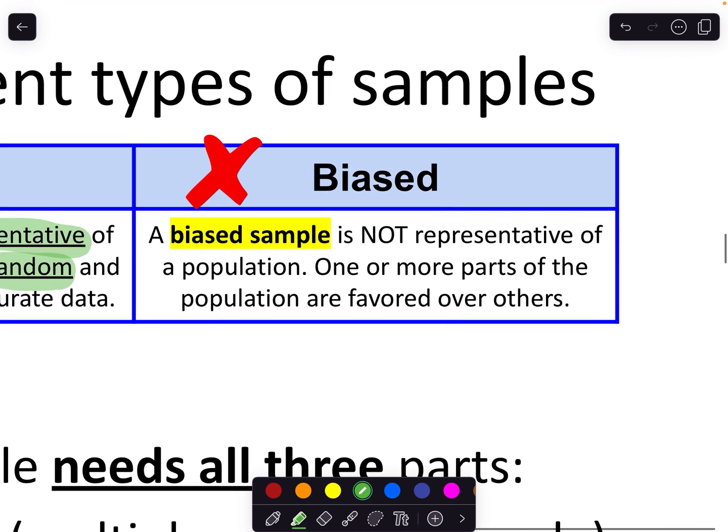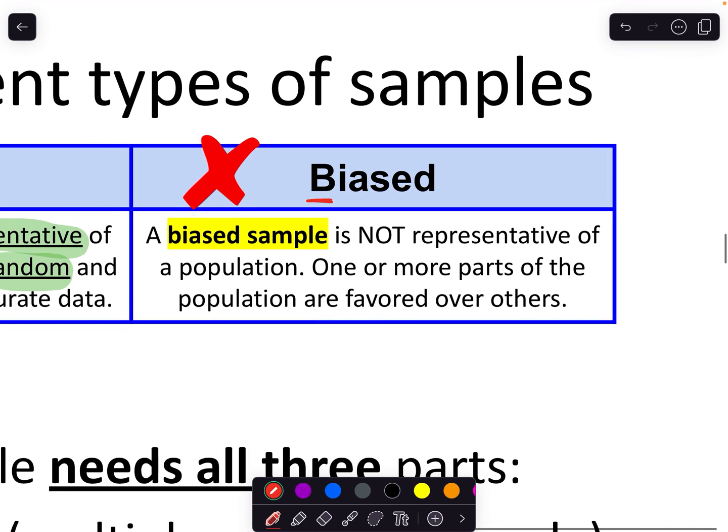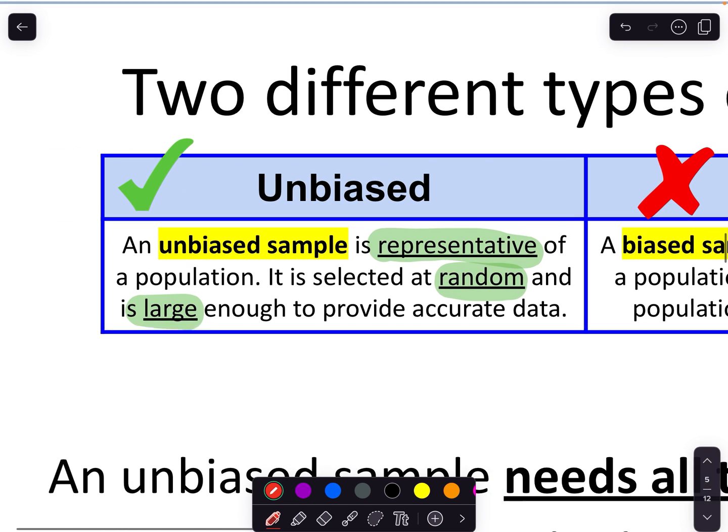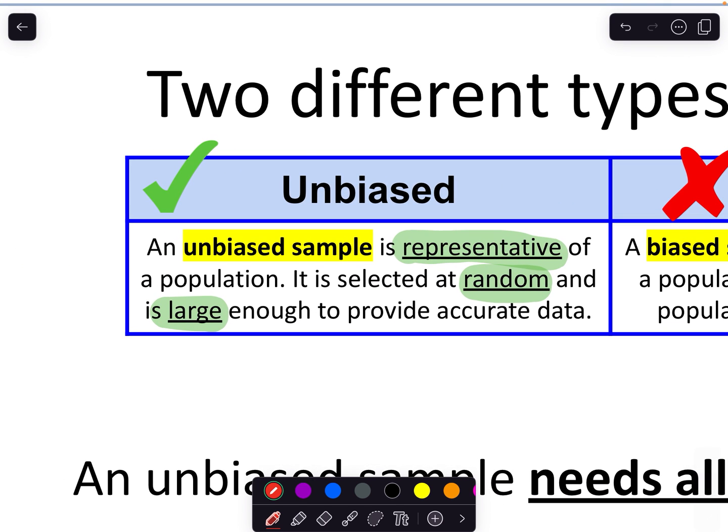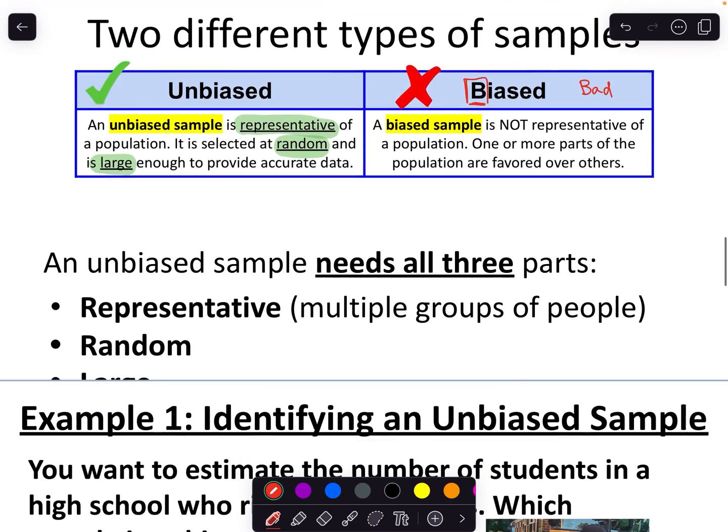A biased sample is bad. So when you see biased, like it starts with a B, you want to think bad. You don't want a biased sample. A biased sample is not representative because one or more parts are favored over others. Basically, it doesn't have all three of these green highlighted things here. So unbiased is good, biased is bad.